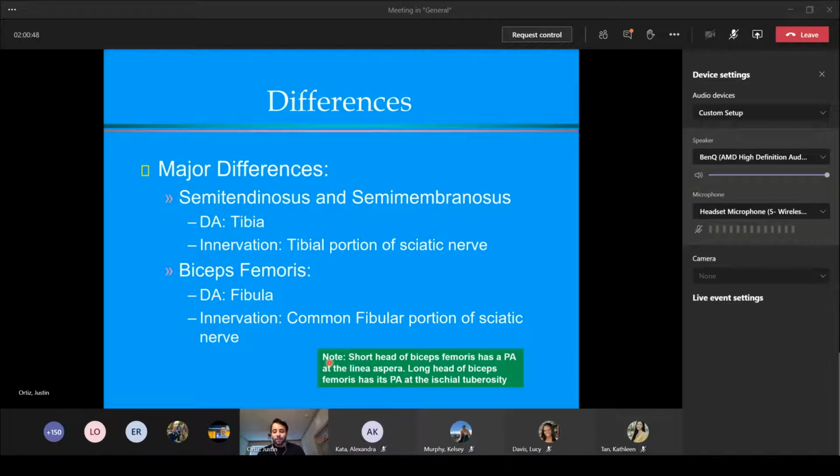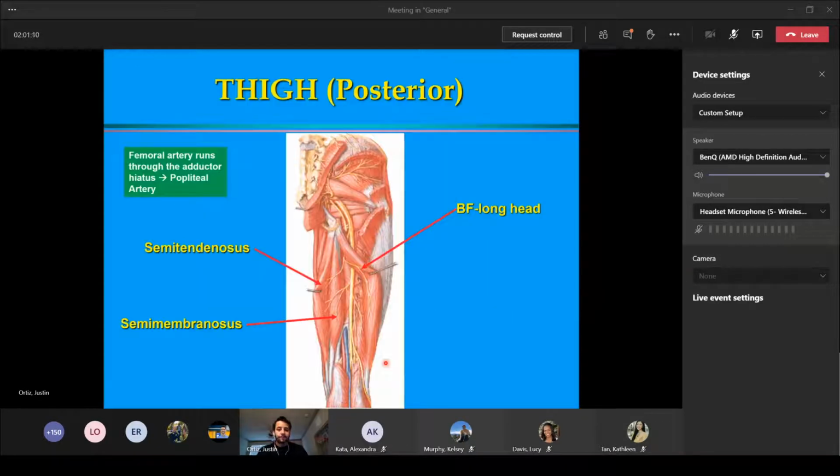Also, it's a little bit important to note that the short head of the biceps femoris attaches to the linea aspera, which is just a line on the posterior side of the femur. So basically, it's short. It doesn't go all the way to the hip, and it doesn't go all the way to the ischial tuberosity. The long head of the biceps femoris actually goes to the ischial tuberosity, right? The short head does not. So I would note those major differences.